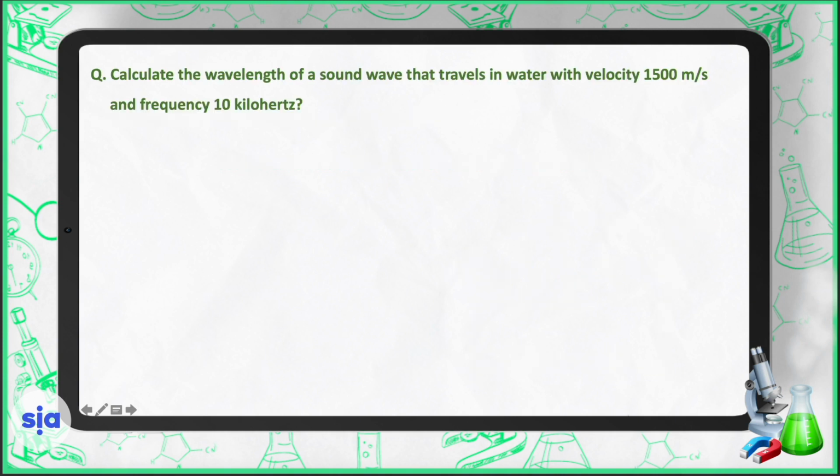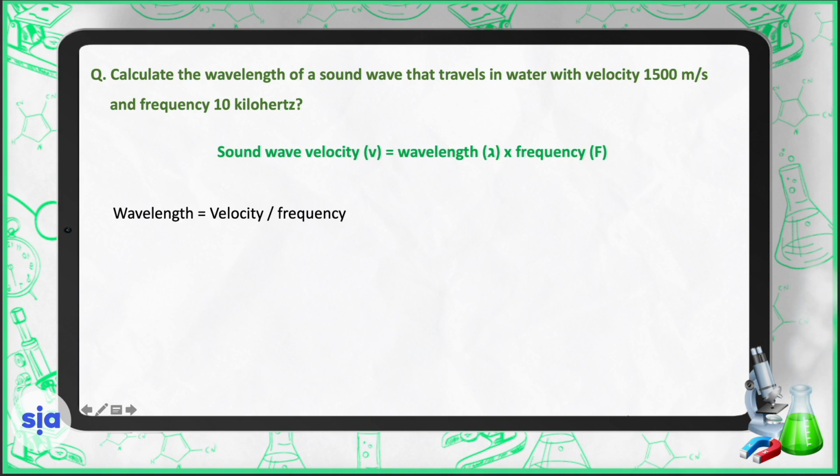Now, can you calculate the wavelength of a sound wave that travels in water with velocity 1,500 meters per second and frequency 10 kilohertz? Remember that the sound wave velocity equals the wavelength multiplied by frequency. Wavelength equals velocity divided by frequency. Frequency equals 10 times 1,000 equals 10,000 hertz. Wavelength equals 1,500 divided by 10,000 equals 0.15 meter.